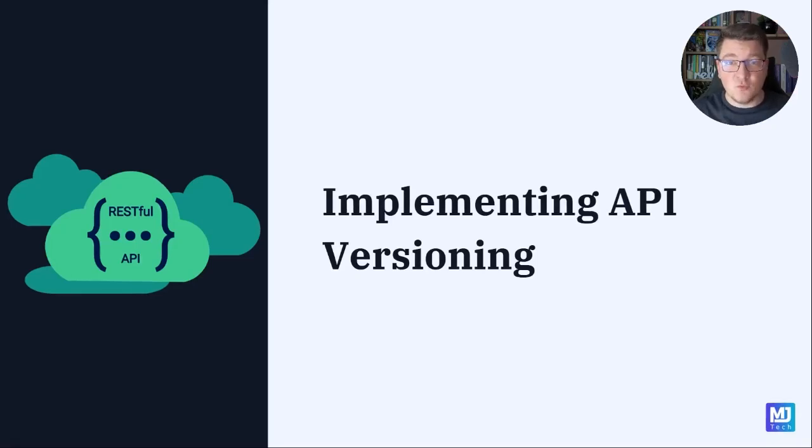Welcome to our next lesson where I'll show you how we can implement API versioning inside of our REST API. We'll cover a few different approaches and start with URL versioning and why it isn't ideal for a REST API. And then I'll show you a better approach that uses media types to implement API versioning.